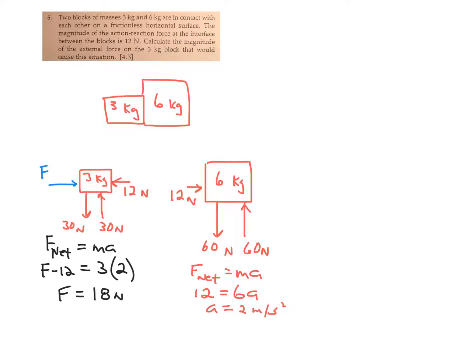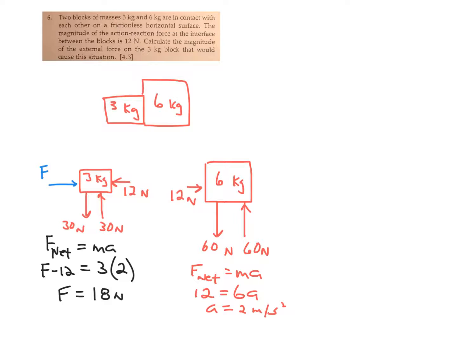I think in the next problem, which I'm not going to do, problem number 7, they give you the same scenario, but they have you pushing on the big block, say from the right side, pushing towards the left. It comes up with a different answer, but the 12 newton interaction force is still the same force between the two blocks. In other words, the big block is going to be pushing on the small block with 12 newtons. The little block is pushing back on the big block with 12 newtons.